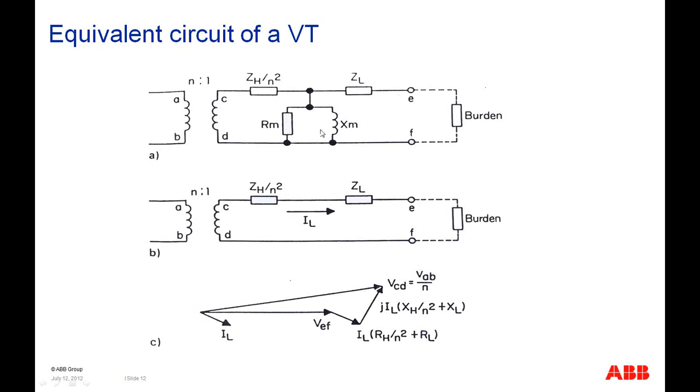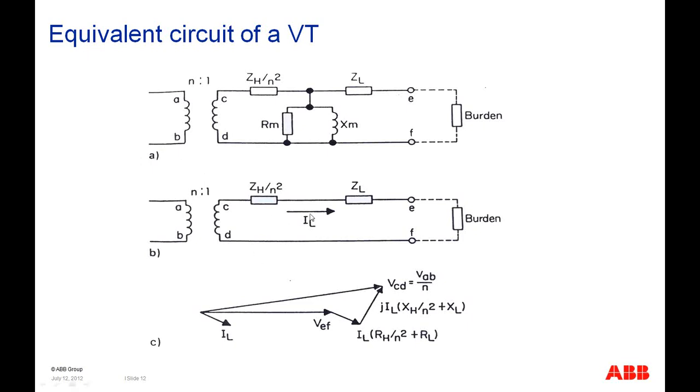Of course, we have a burden connected to that. Because the magnetizing branch is such a high value of RM and XM, we can neglect that, and the equivalent circuit we see in B is what's then derived. By looking at the relationships, we input a voltage VCD, which is VAB divided by the turns ratio, and then we have some losses within the device too.